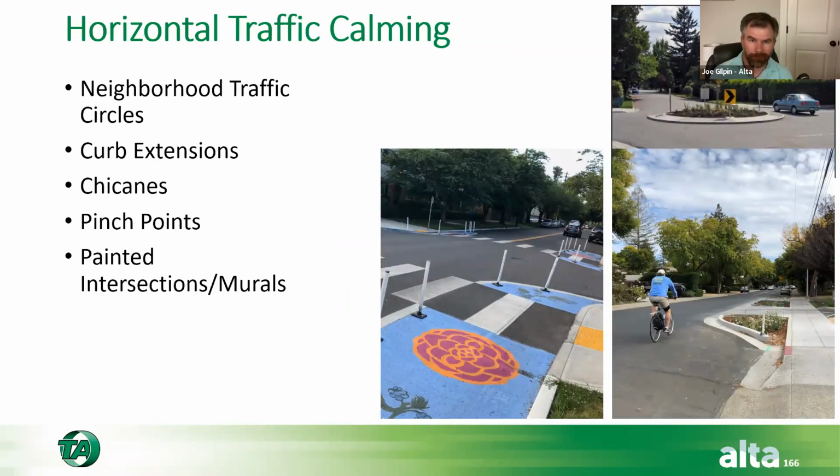Horizontal traffic calming is basically creating side friction for cars as you go along the roadway. And that could be in the form of a neighborhood traffic circle at an intersection. I love using neighborhood traffic circles for junctions of two bicycle boulevards, curb extensions to shorten up crossing distance for pedestrians and to add that side friction, chicanes, pinch points. We've also seen some really cool painted intersections and murals done on the street, which just generally brings things down to a more human scale. So there's a lot of things that we can do from a traffic perspective on horizontal.